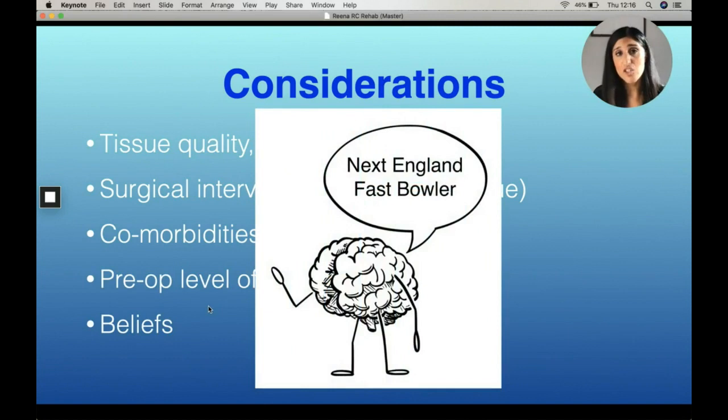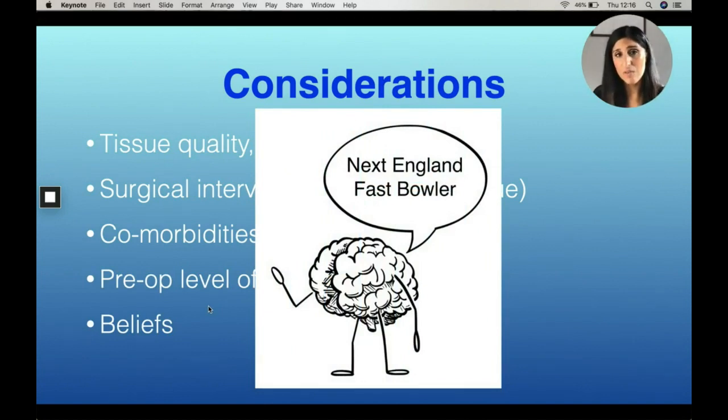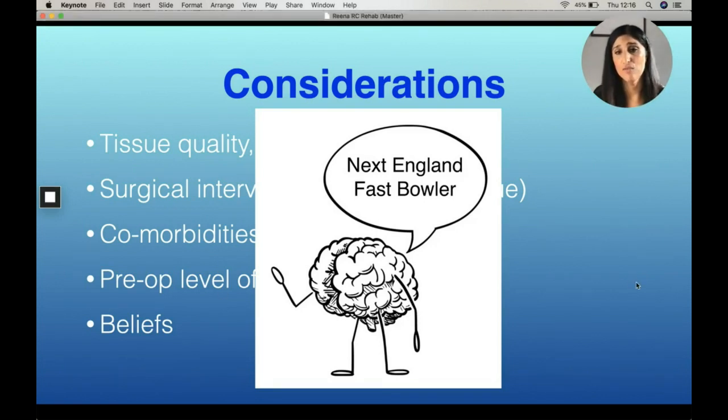Often patients have had shoulder pain for a significant period of time before a rotator cuff repair, and they might have that expectation that they're going to get the shoulder back that they had 5 or 6 years ago. And I think discussing expectations, beliefs, and their pre-op level of function will really help drive rehabilitation forwards.